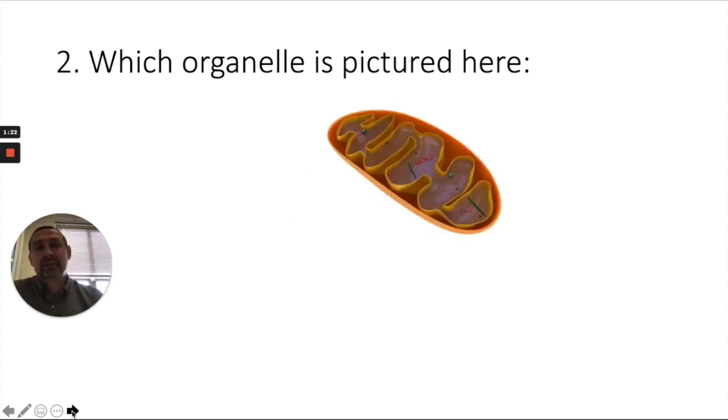This is a mitochondria. You know that because of the folded membrane on the inside of the mitochondria. This is the powerhouse of the cell where respiration is going to take place. Aerobic respiration requires oxygen and sugar. The result is lots of ATP and some water as a waste product.